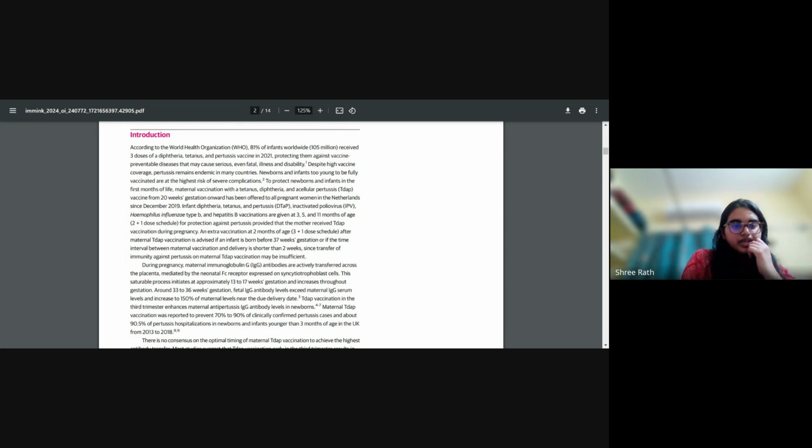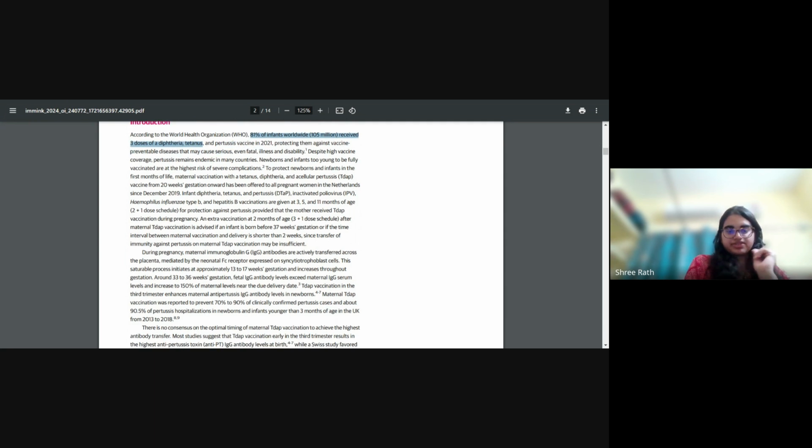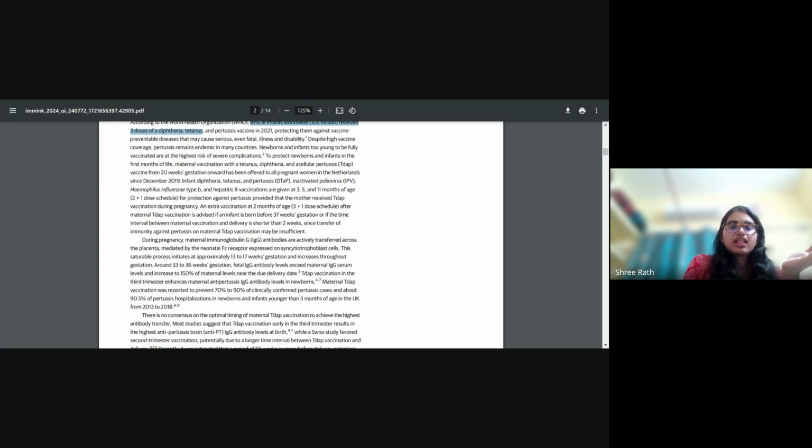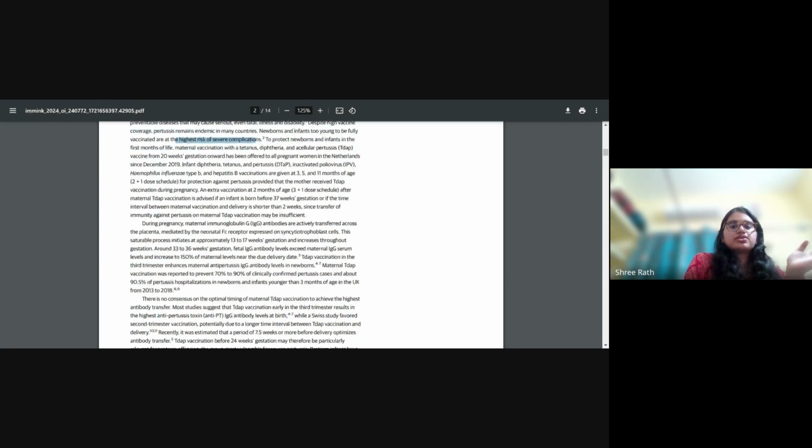So the introduction. If you see the first paragraph here, they have highlighted the numbers. They have cited WHO, which is a standard way of getting their numbers. They state 81% of infants worldwide had gotten doses of DPT. And then they've highlighted the problem here. Pertussis remains endemic in many countries. Newborns and infants are at high risk of severe complications. So this is again the epidemiology part.